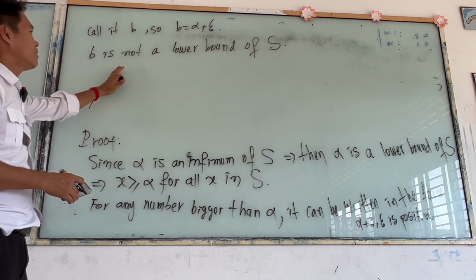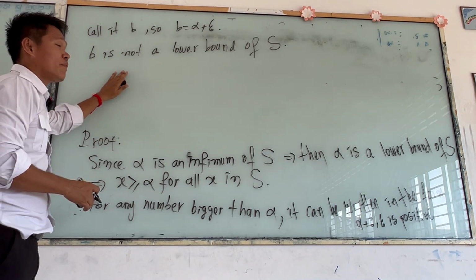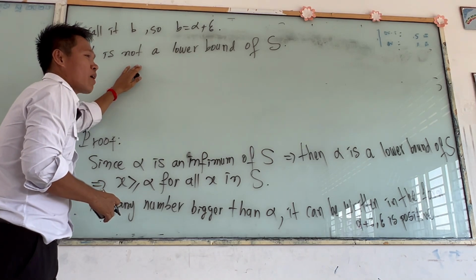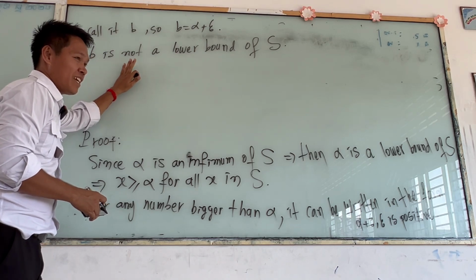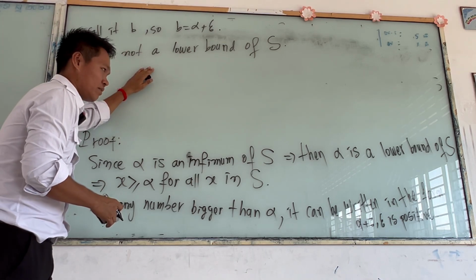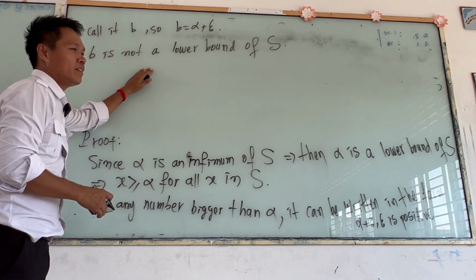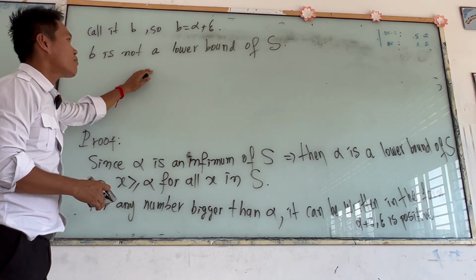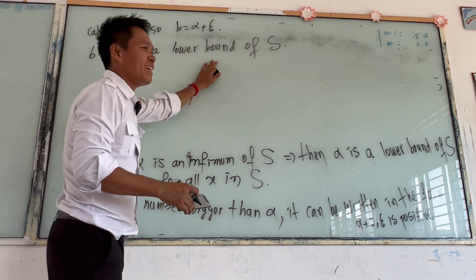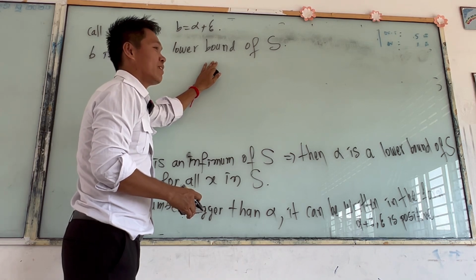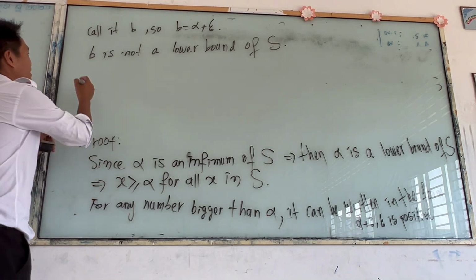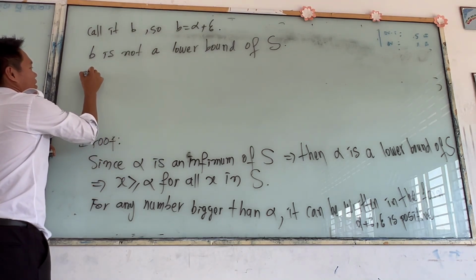And from this, because alpha is the infimum of the set S, alpha is the lower bound that is the biggest one. Among the lower bounds of S, no one is bigger than alpha. And now B is bigger than alpha, so it's not a lower bound of S, right? And since B is not an upper bound of S, then you get this one.